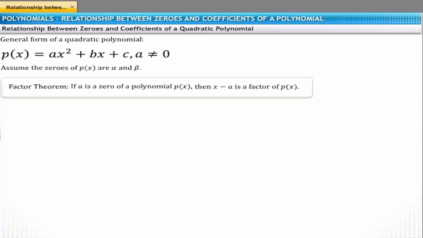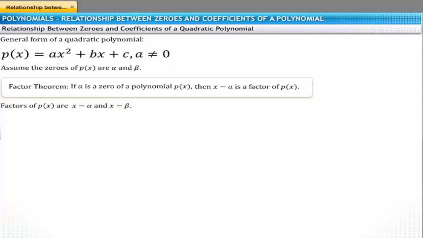Recall that the factor theorem states that if a is a zero of a polynomial p of x, then x minus a is a factor of p of x. In case of a quadratic polynomial, if alpha and beta are zeros of the polynomial p of x, then the factors of p of x are x minus alpha and x minus beta.